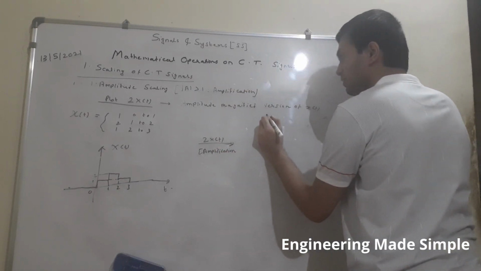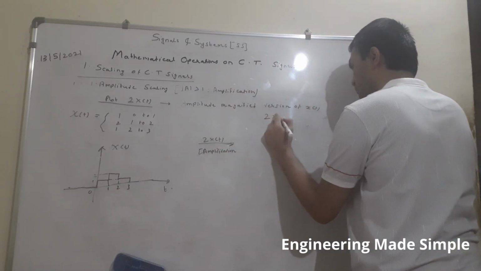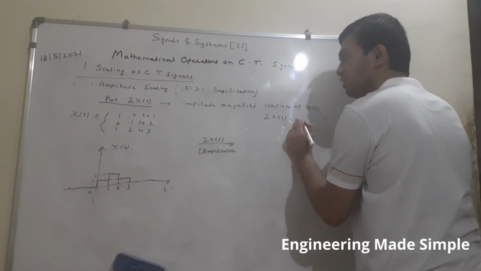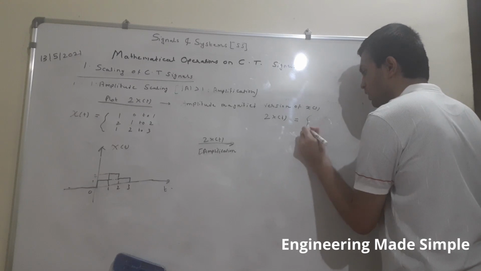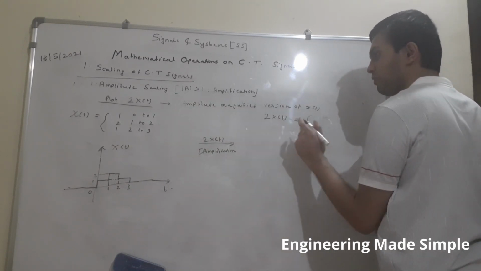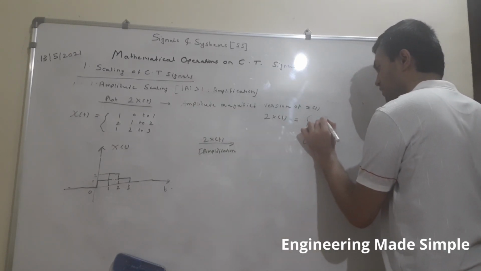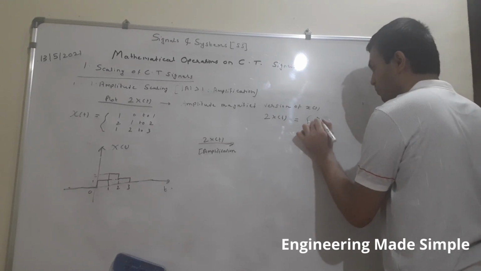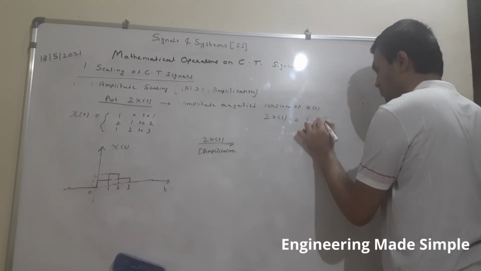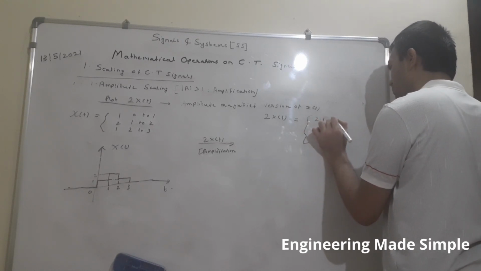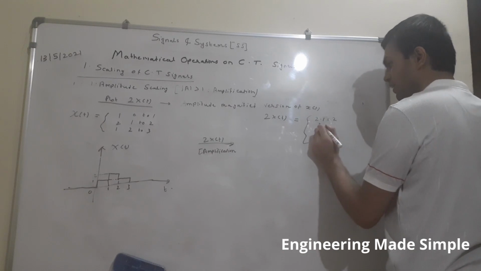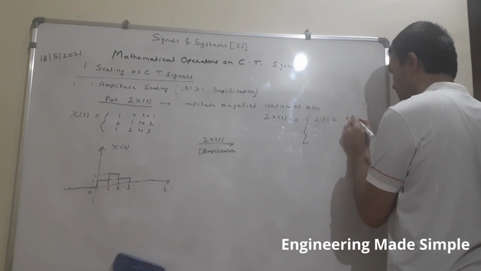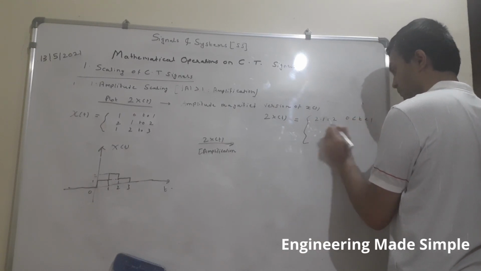So now this is x of t, and then we have 2 into x of t. How will it be defined? 2 into x of t means the values will be multiplied. Now what was the value of x of t here? In this case x of t was 1, but now we are multiplying it by 2. So 2 multiplied by 1 will be 2, because we are multiplying the given signal x of t by 2 for 0 less than t less than 1.